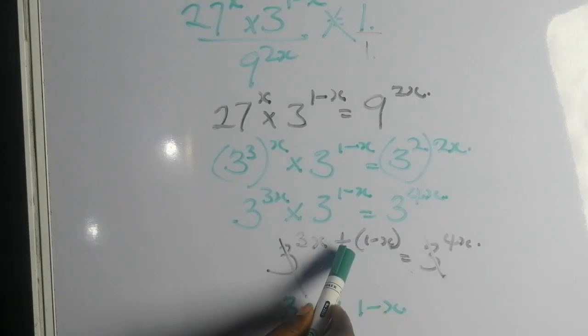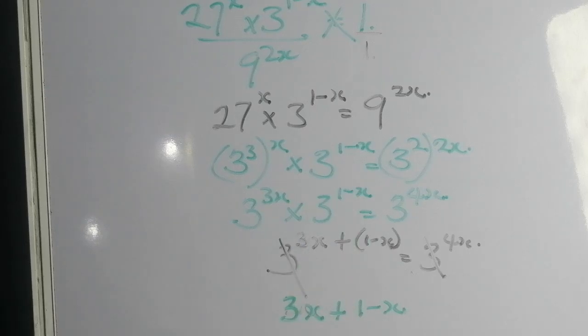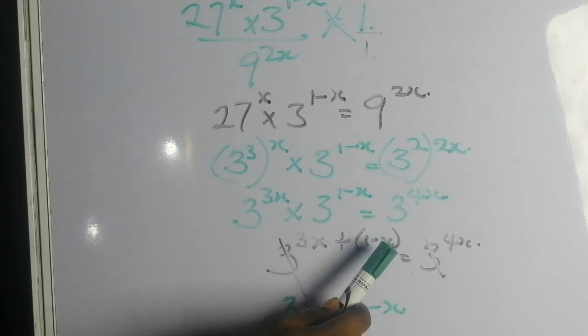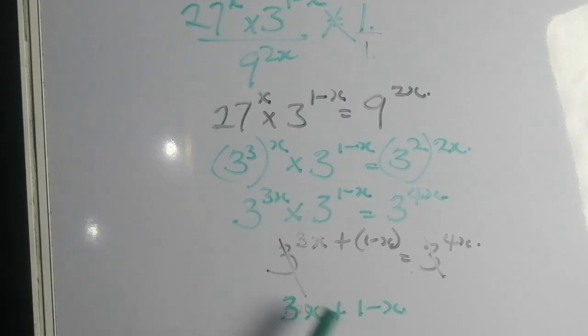Plus times plus is plus. I'm trying to use plus to expand the bracket. In front of 1 we normally write plus, it's still the same thing. Plus times plus is plus, plus times minus is minus. That is why you still have 1 minus x. It's as simple as that. Then you have your 4x.